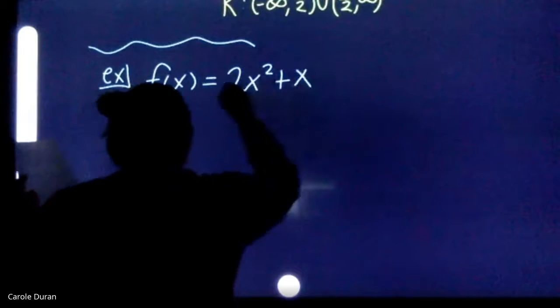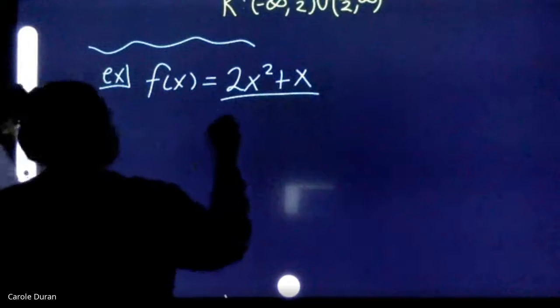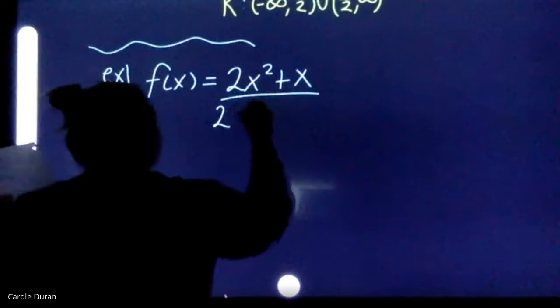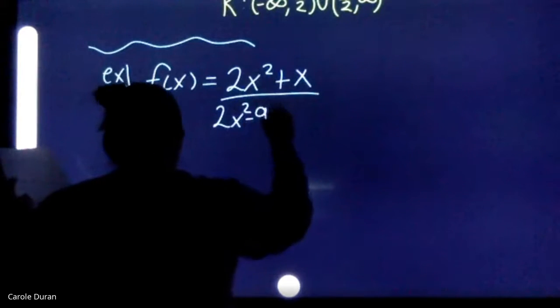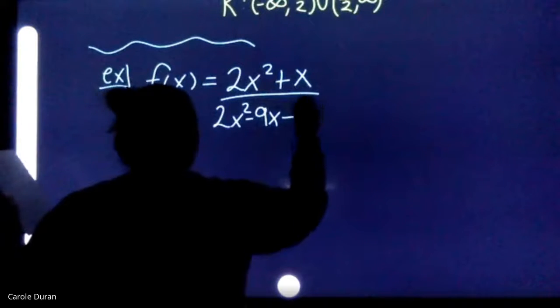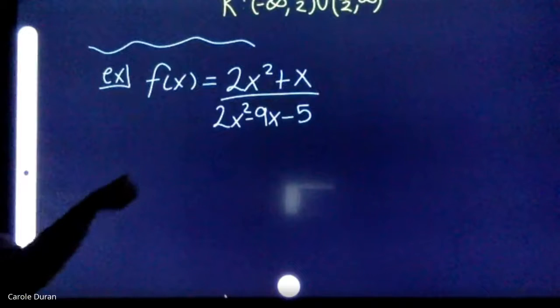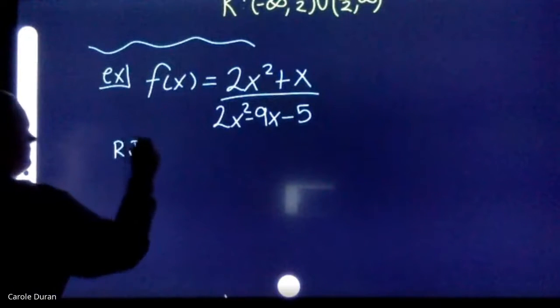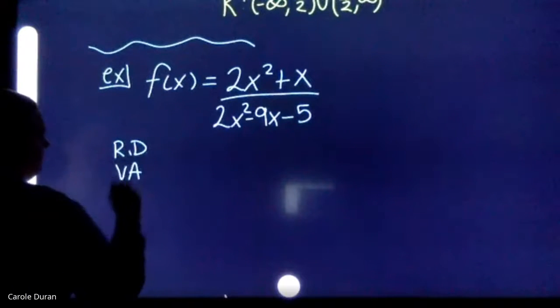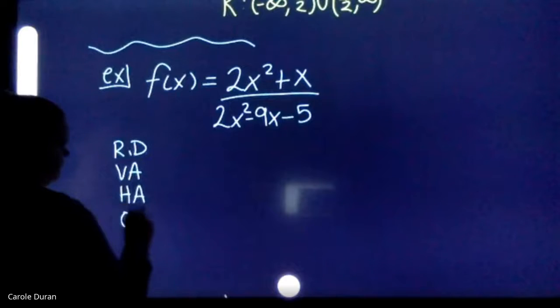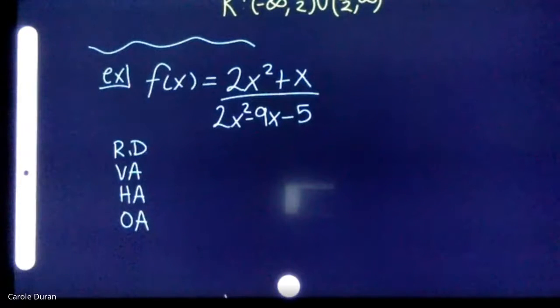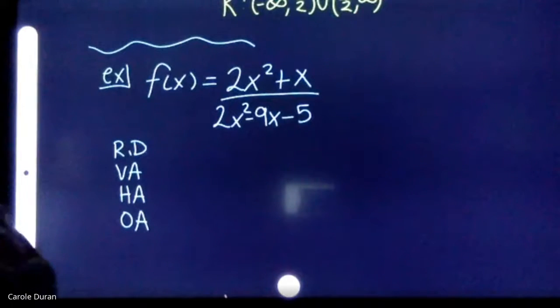So my numerator is 2x squared plus x. My denominator is 2x squared minus 9x minus 5. And I'm going to make the list of the things I'm going to check for, starting with the removable discontinuity, then the vertical asymptote, then the horizontal asymptote, and then the oblique asymptote.